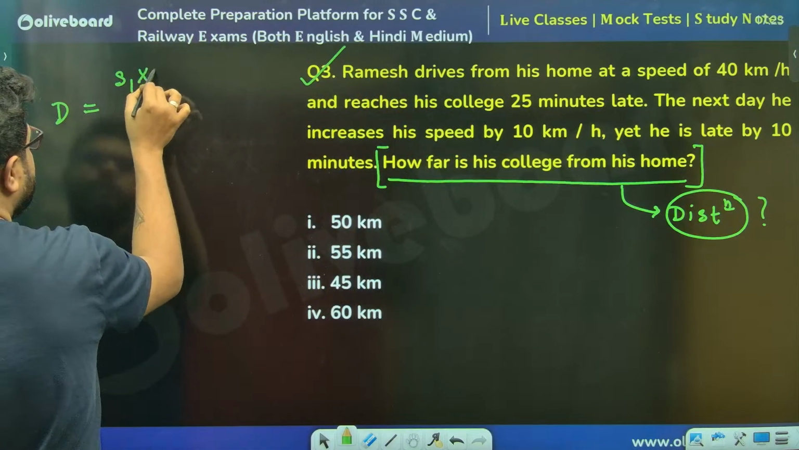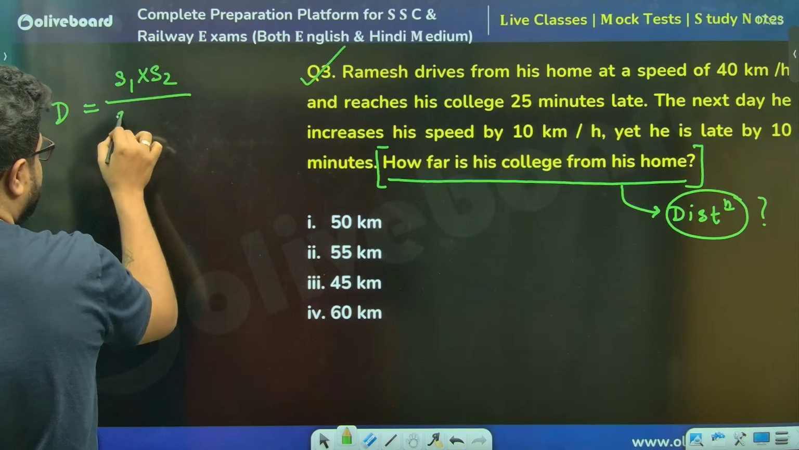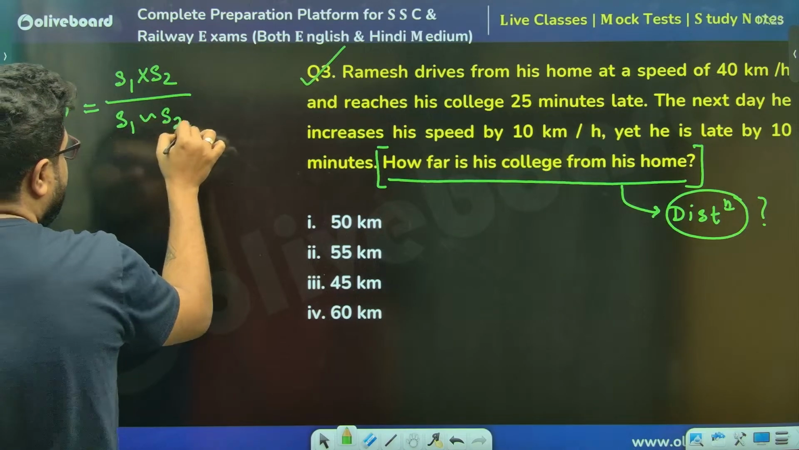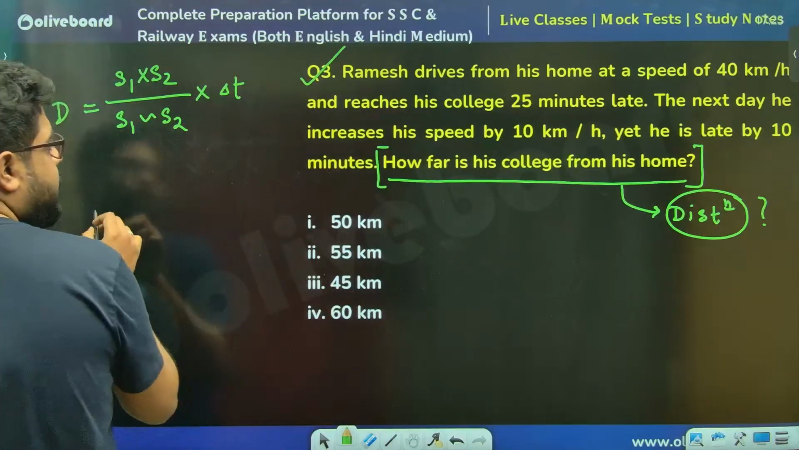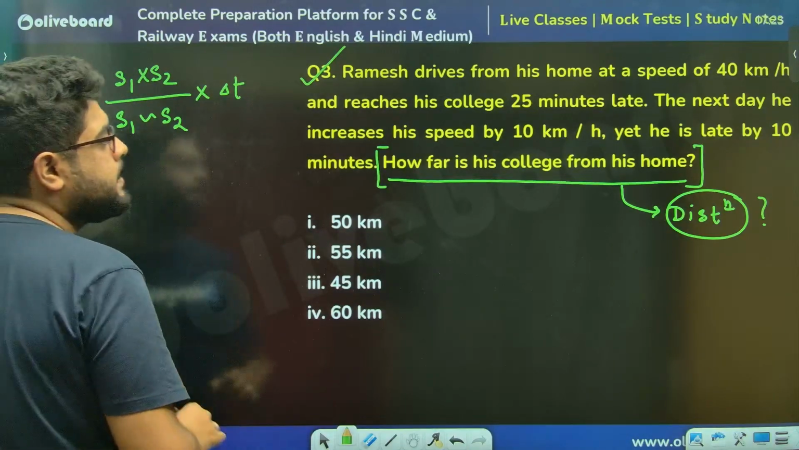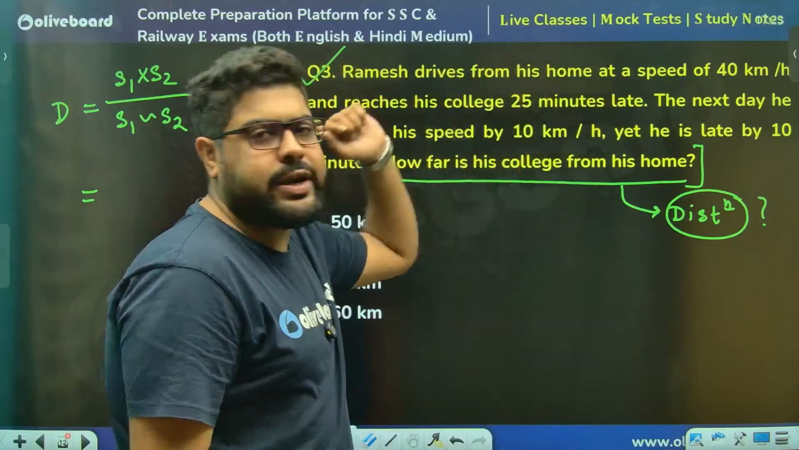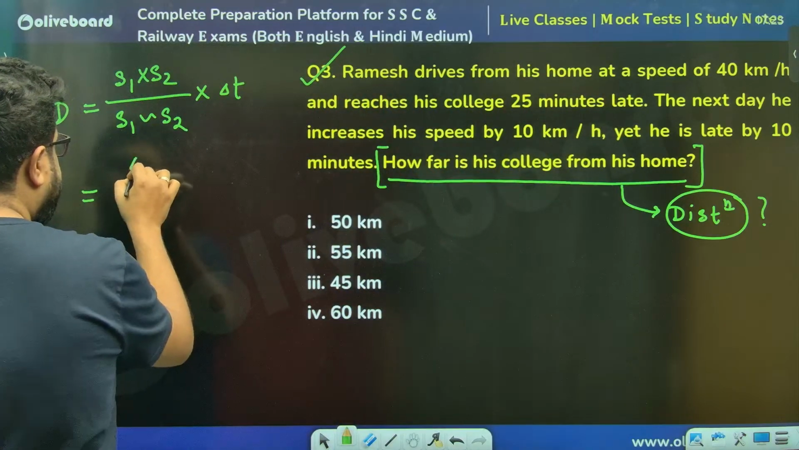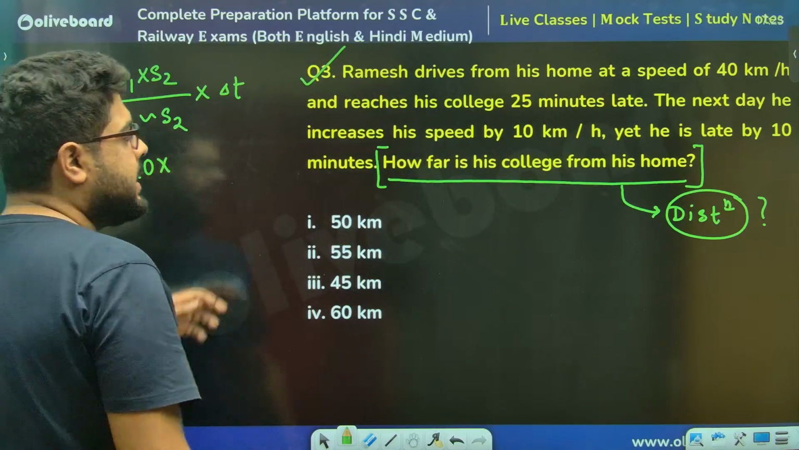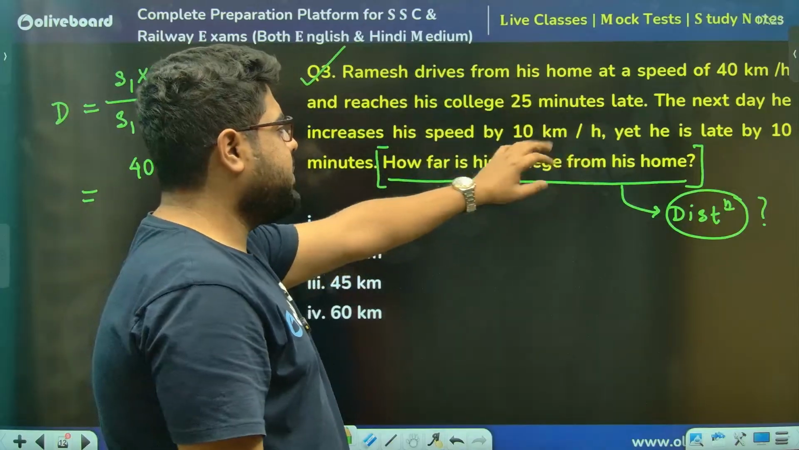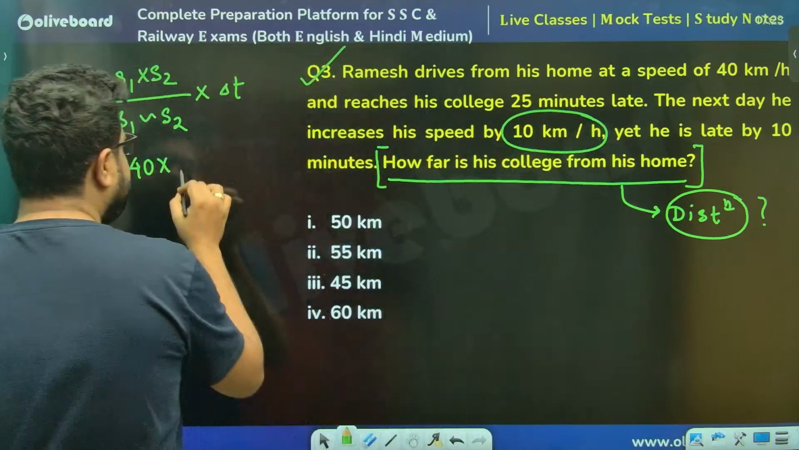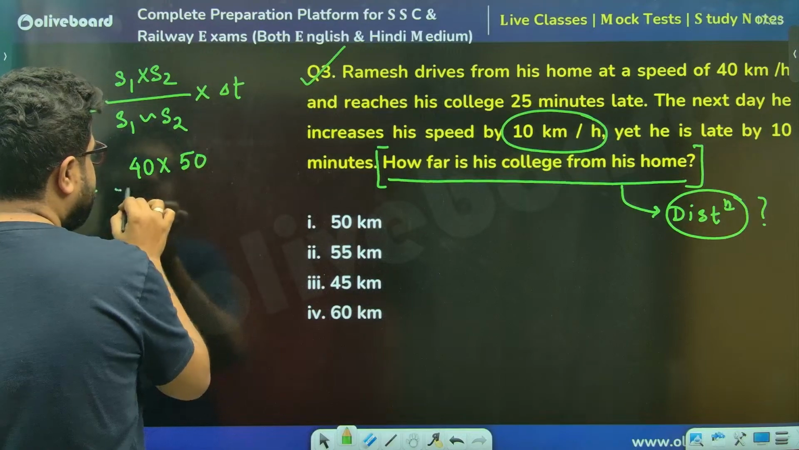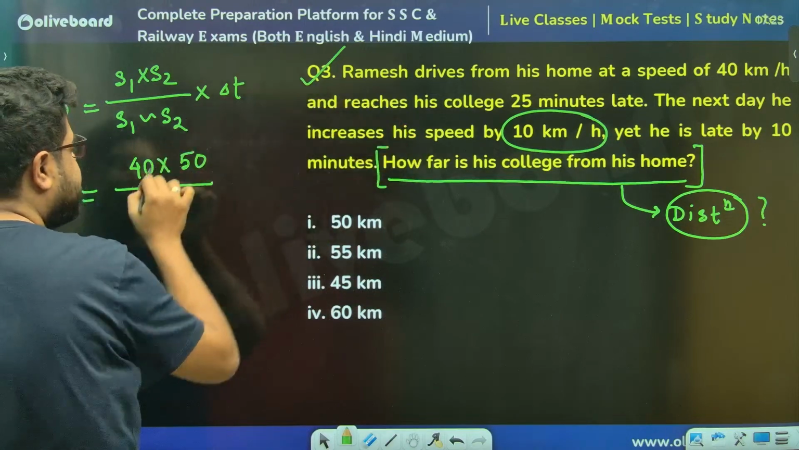S1 times S2 by the difference of S1 and S2, into delta T. Done. Sir, S1 is 40 kilometers per hour. He reaches the college late. He would otherwise come on time. Next day, he increases his speed by 10. So the speed now becomes 50. The difference between the speeds, bigger minus smaller, is 10, sir.